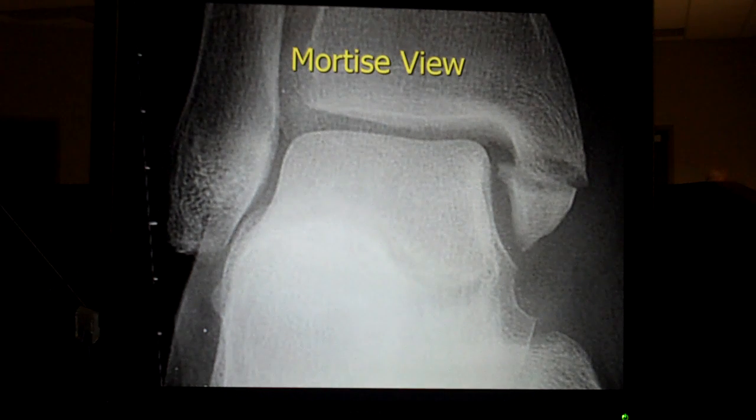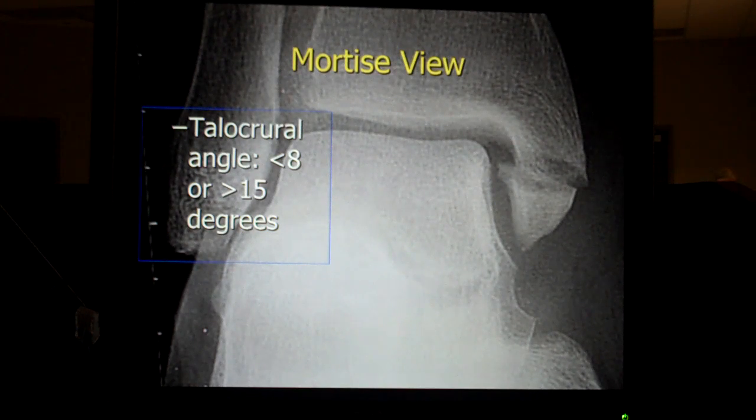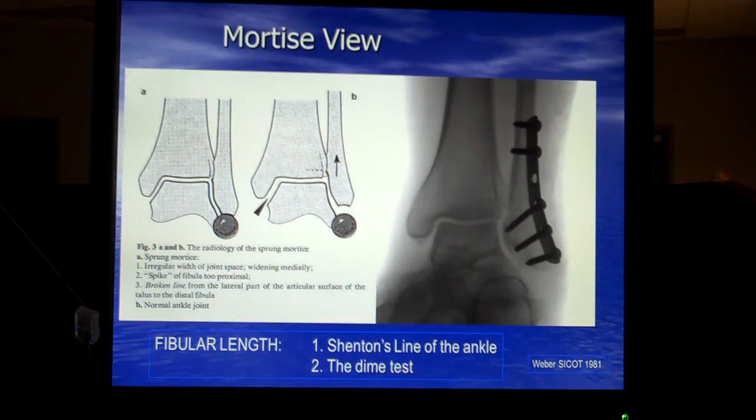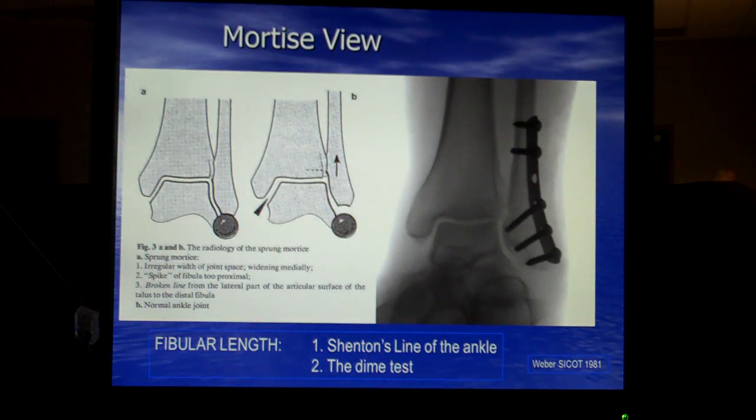The mortise view gives you a sense of the ankle joint and if there's any widening. The talocrural angle should be between 8 and 15 degrees, which is the tibia and the two malleoli. So what happens is it shortens or it can be angulated. The other thing is the fibula can be shortened, and supposedly you can assess it intraop. There should be a dime that you should be able to place there.